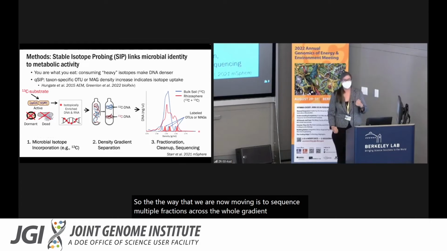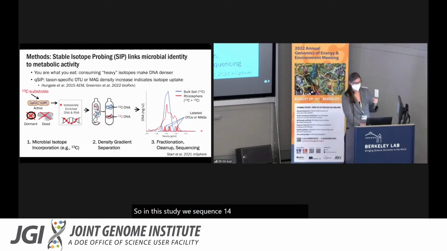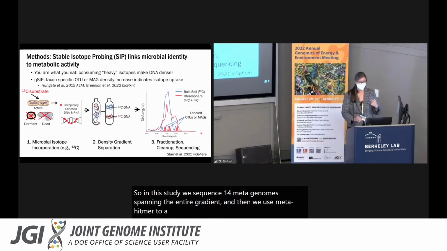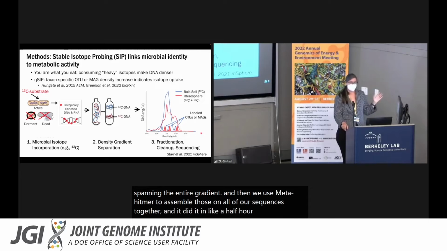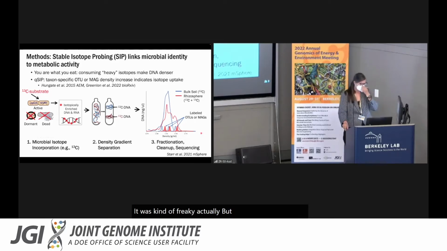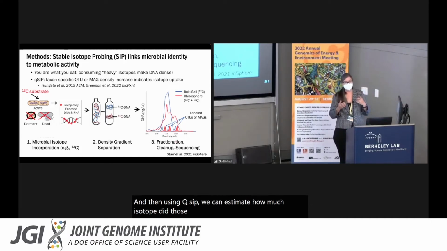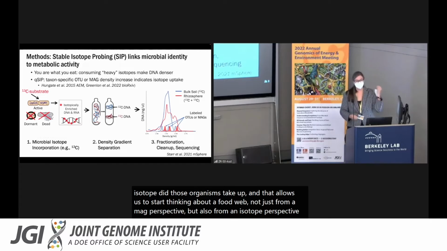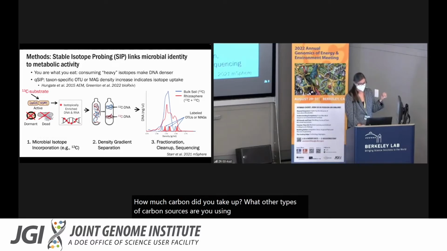So in this study, we sequenced 14 metagenomes spanning the entire gradient. And then we used MetaHipMer to assemble all of our sequences together. And it did it in like a half hour. It was kind of freaky, actually. And then using qSIP, we can estimate how much isotope those organisms took up. And that allows us to start thinking about a food web, not just from a MAG perspective, but also from an isotope perspective. How much carbon did you take up? What other types of carbon sources are you using?